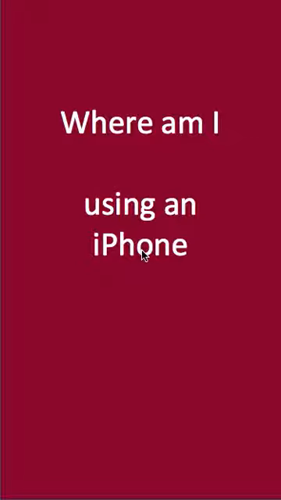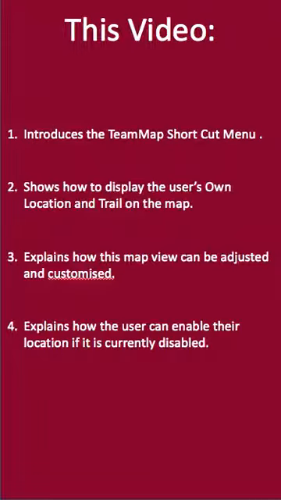This video demonstrates how a user of TeamMap can view their own location and track in real time against a map background. I will introduce the TeamMap shortcut menu and how to use this to display the user's own location against a map background. I will then show how the map can be adjusted and customized. Finally, I will explain how to enable the user's location if it has been disabled.